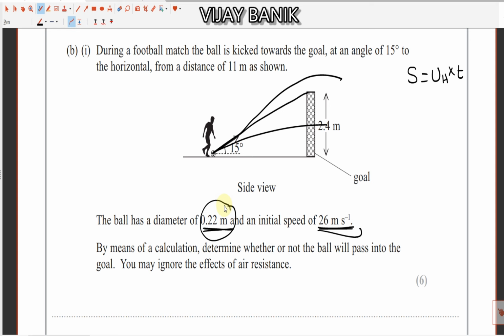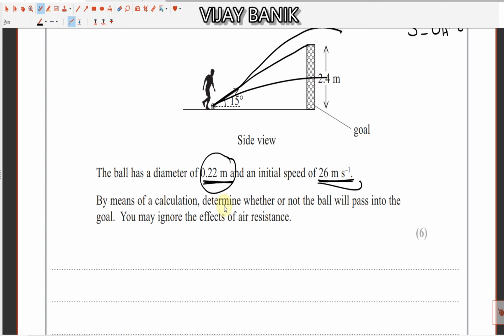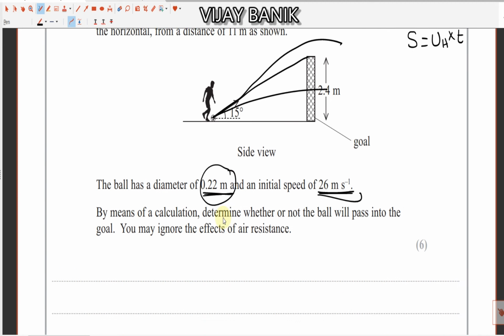If the vertical height is more than 2.4 meter, it's not going to be a goal. But if it is less than 2.4 meter, it's going to be a goal. And if it is equal to 2.4 meter, most probably it will touch the bar and return back. Okay, so let's see what they mentioned. They gave us the initial velocity, so we know horizontal velocity and we know vertical velocity.